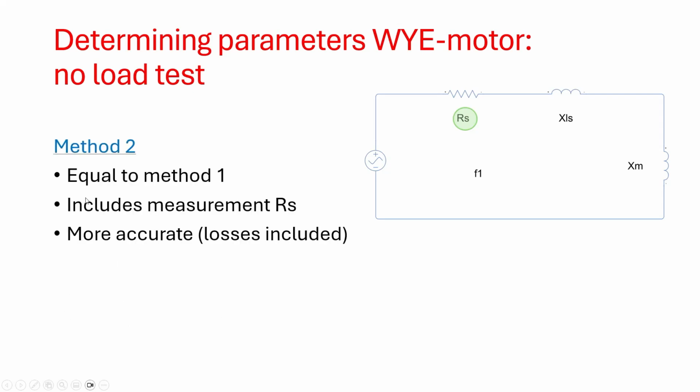Method 2 is almost equal to method 1, but it includes also the measurement for RS, so it's somewhat more accurate because somewhat more losses are included.